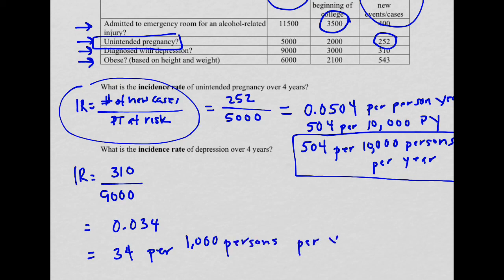So really, you can maybe see, incidence rate is getting at the speed of the health events. How quickly are they coming? And, obviously, at what rate are they coming? Which is why we need the time aspect in our denominator.